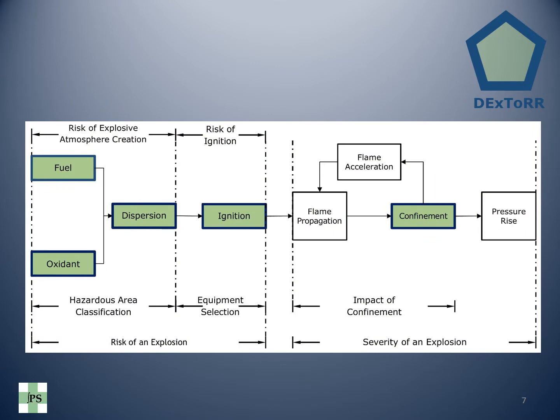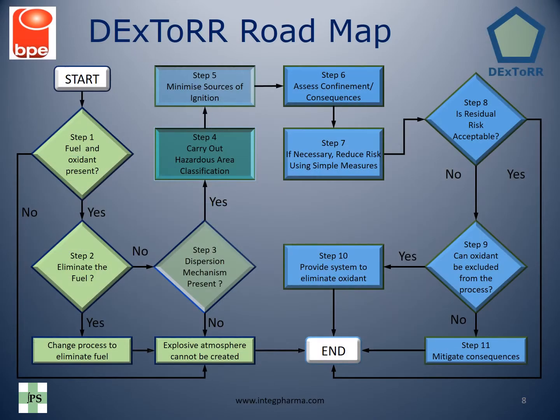DExToRR is about unwrapping the explosion pentagon and relating it to standard risk reduction techniques such as hazardous area classification. Working together with BPE design and support, this 11-step DExToRR roadmap has been created.